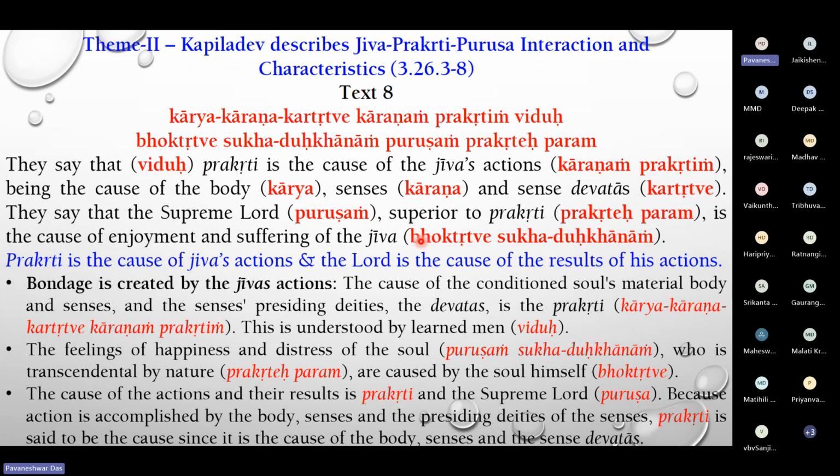So our material body is made up of 24 material elements, and they are subgrouped into 3 divisions: Karya, Karana, Kartrutva. Jnana Shakti, Kriya Shakti, and Dravya Shakti. Ahankara in the mode of goodness, Ahankara in the mode of passion, Ahankara in the mode of ignorance. So Karya means the material body which is made up of Pancha Mahabhutas. Karana means the subtle body. The first one is the gross body.